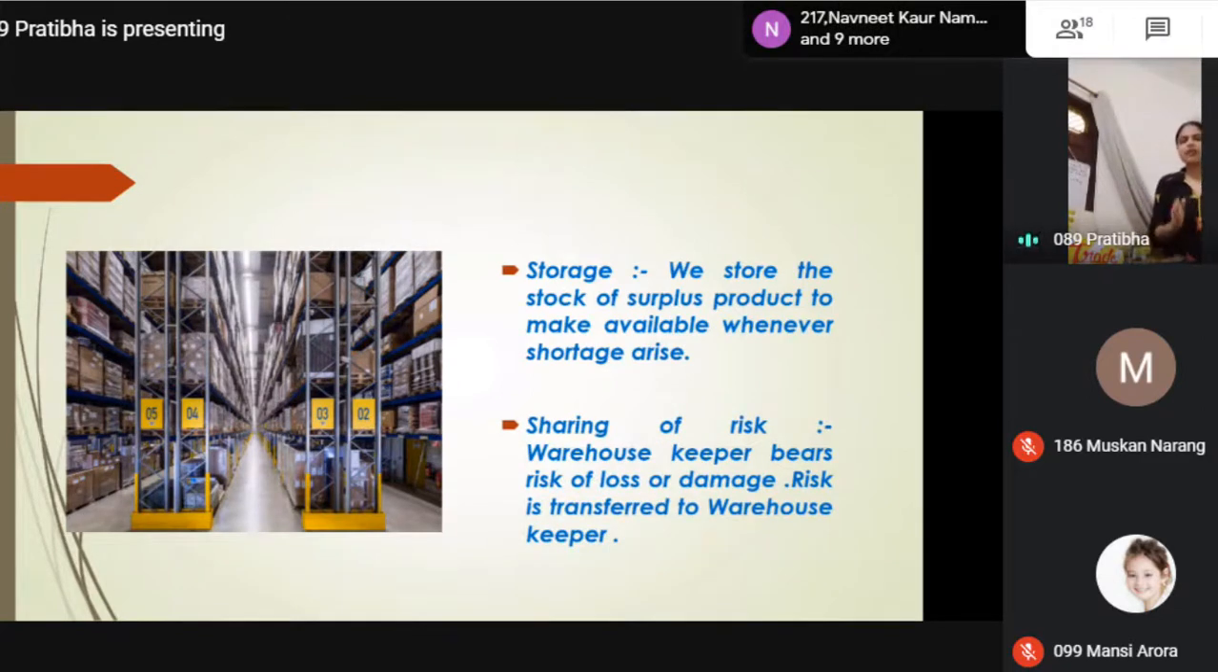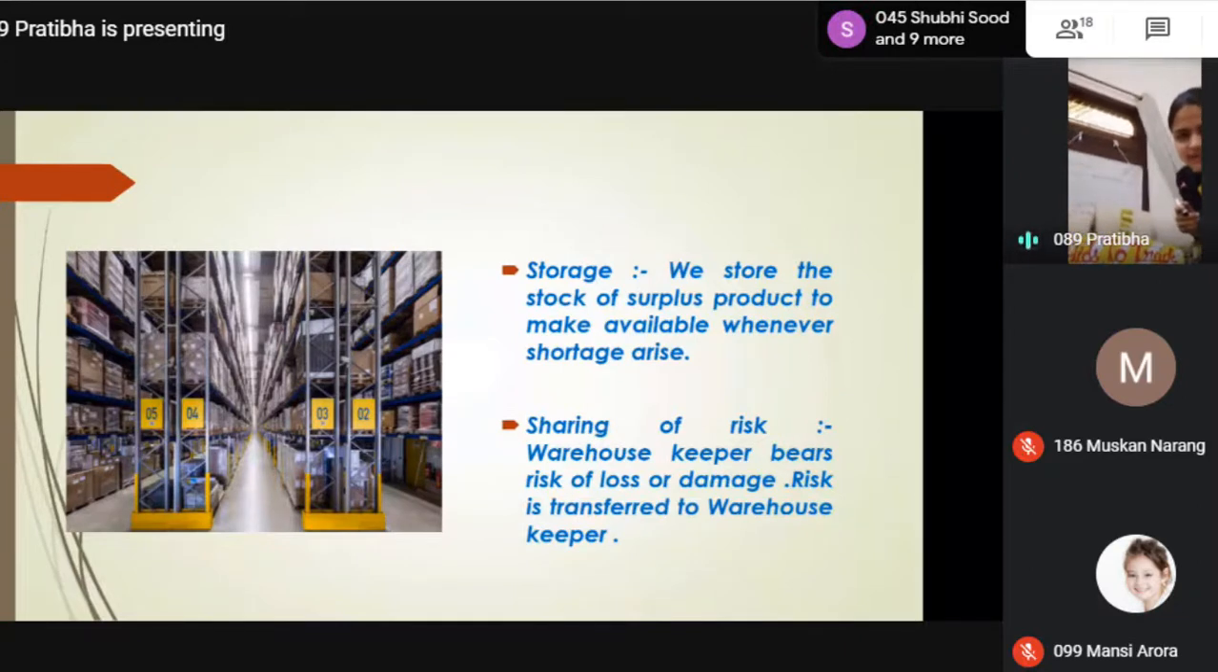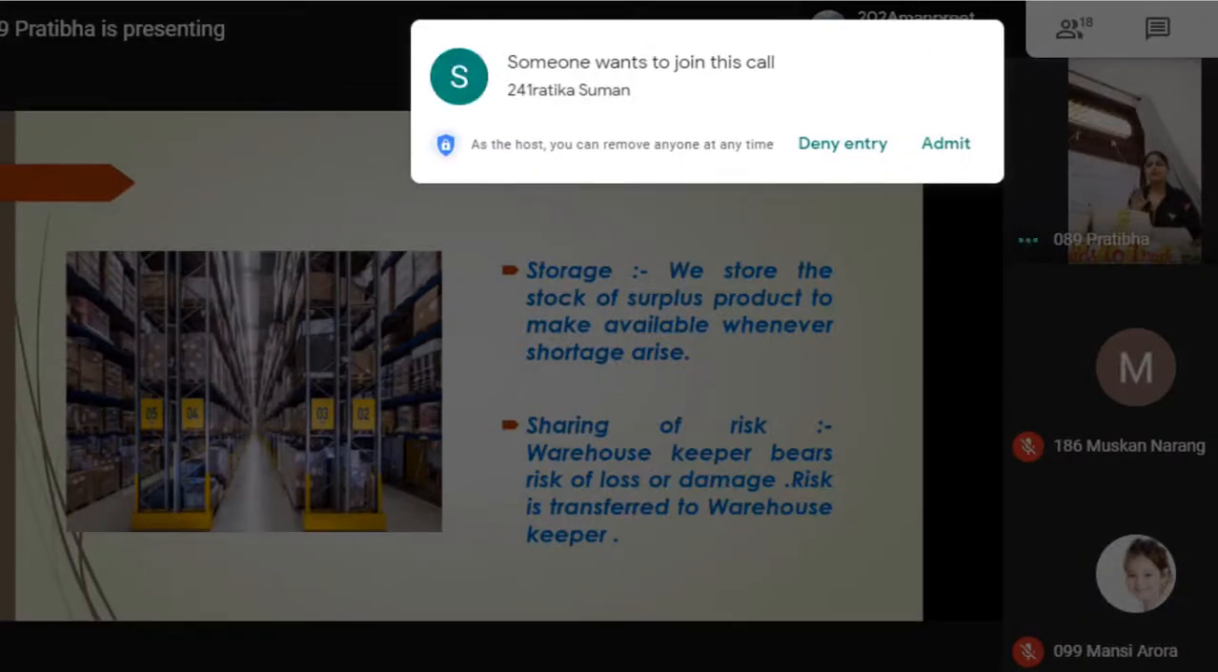Next is sharing of risk. The warehouse keeper bears the risk of loss or damage. The risk is transferred to the warehouse keeper. Why is the risk transferred to the warehouse keeper? Any idea, students? Because all the goods are stored at the warehouse. Yes. We pay for the service of the warehouse. Because he is taking charge of the goods. Yes, very good. Because goods are handed over to him for storage. So the warehouse keeper is responsible for any risk that arises to the goods in the warehouse.